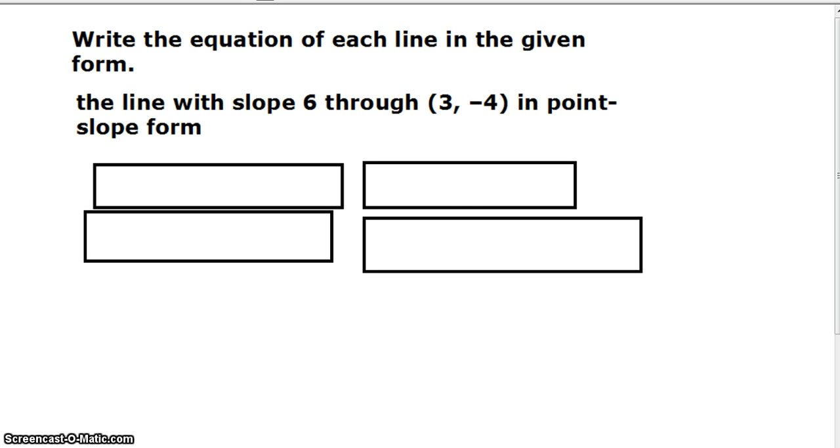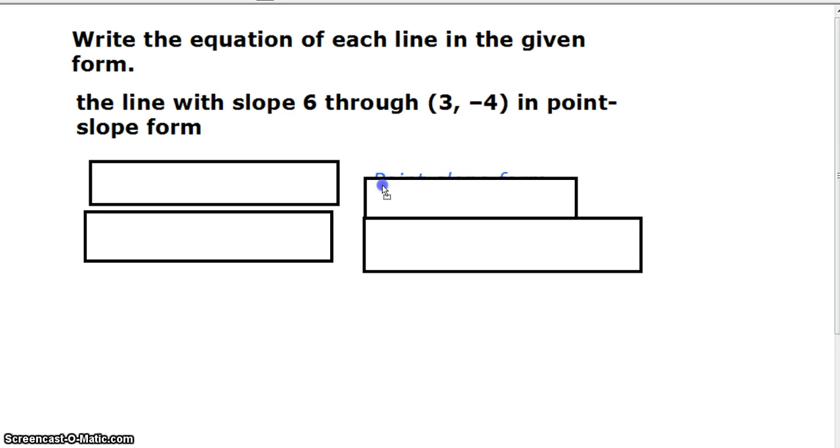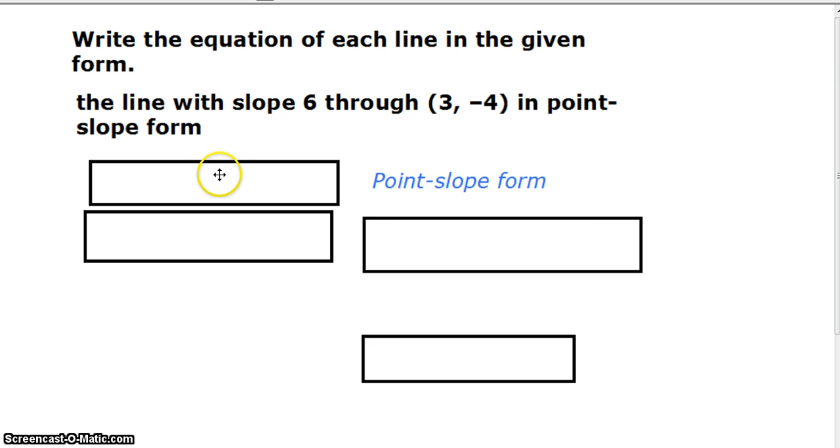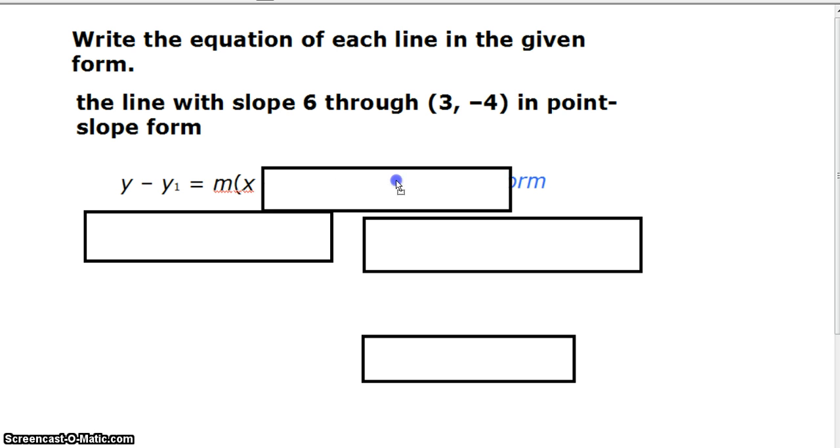Write the equation of each line in the given form. The line with slope 6 through 3, -4 in point-slope form. So the question is, do we have point? Yes. Do we have slope? Yes. So we can use point-slope form. Okay. So the generic point-slope form, let's just put the model down. Again, see if you can do it from memory. Y minus y1 equals m times x minus x1.